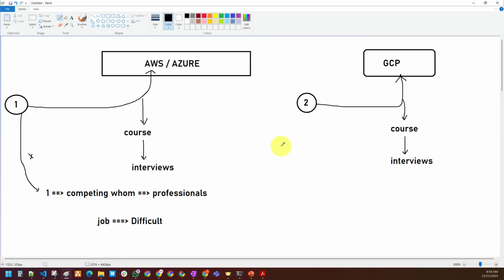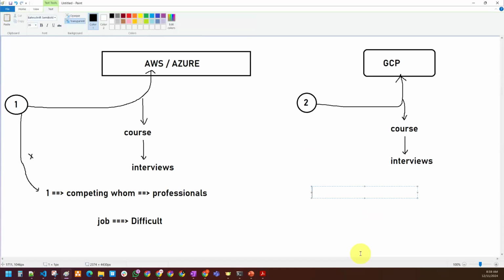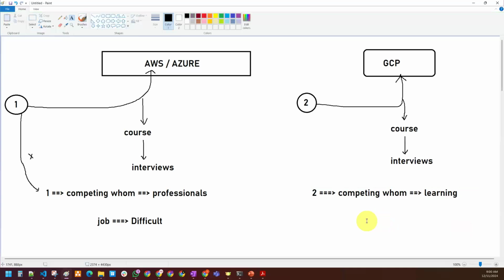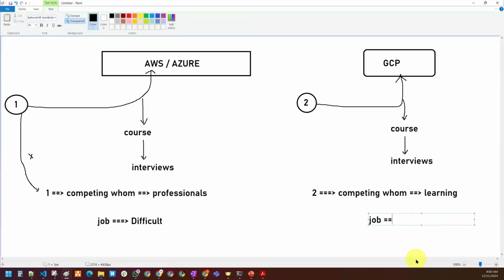So if this guy goes for the interview, can you tell me whom he is competing with? Can you tell me, guys, whom he is competing with? He is competing with the folks who are attending the course like you, right? Those are the persons who are learning the course like you. Whoever is learning the course is competing with them only. Tell me, is getting the job difficult or not? It's easy to get the job.